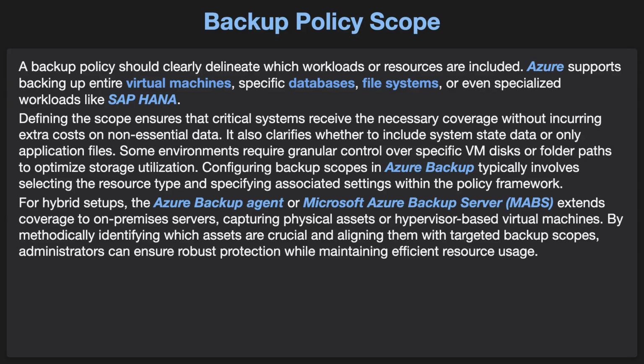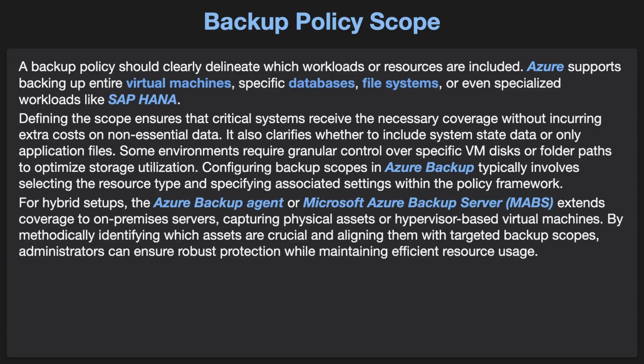A backup policy should clearly delineate which workloads or resources are included. Azure supports backing up entire virtual machines, specific databases, file systems, or even specialized workloads like SAP HANA. Defining the scope ensures that critical systems receive the necessary coverage without incurring extra costs on non-essential data. It also clarifies whether to include system state data or only application files. Some environments require granular control over specific VM disks or folder paths to optimize storage utilization.